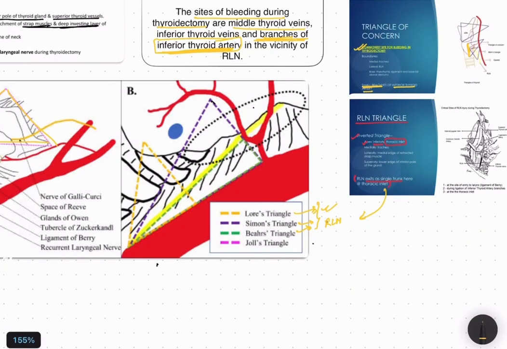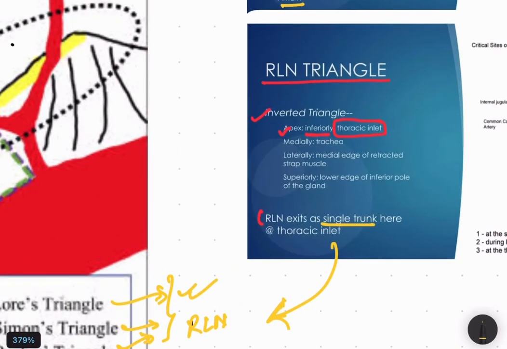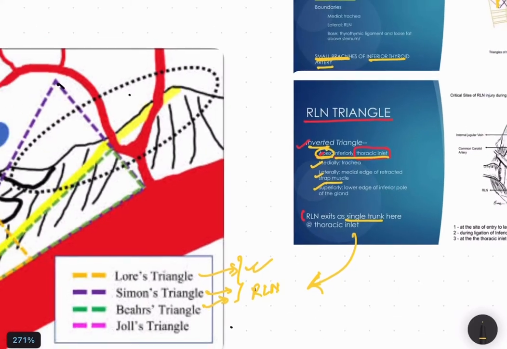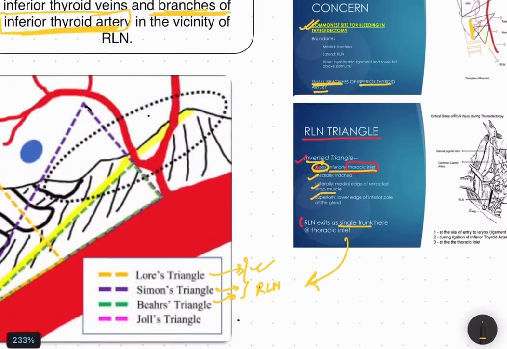The recurrent laryngeal nerve triangle is also an inverted triangle, and it also helps you to localize the recurrent laryngeal nerve, because here the recurrent laryngeal nerve is exiting as a single trunk at the thoracic inlet. As I told you, the apex is formed by the thoracic inlet, and this is an inverted triangle, so the apex will be below. The other boundaries you don't have to remember, because medially is the trachea, laterally you have the strap muscles, and superiorly you have the inferior pole of the thyroid. You don't have to remember these things.